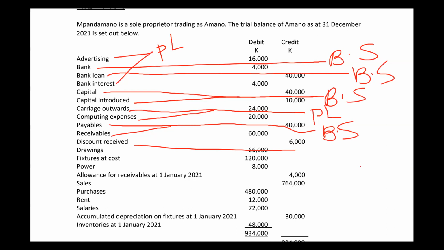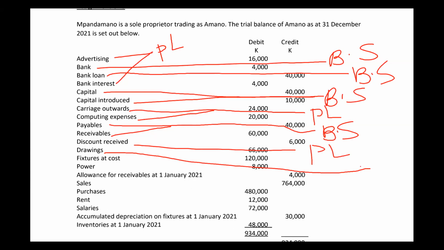Where do you place the discount received? Profit and loss. Okay, it goes in the P&L, right? In the profit and loss account. Then you go to the drawings. Where do you place the drawings?